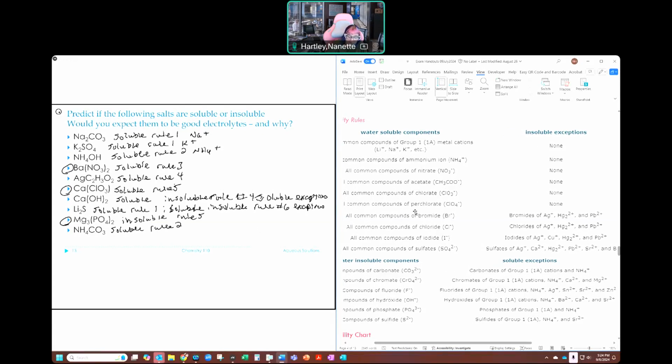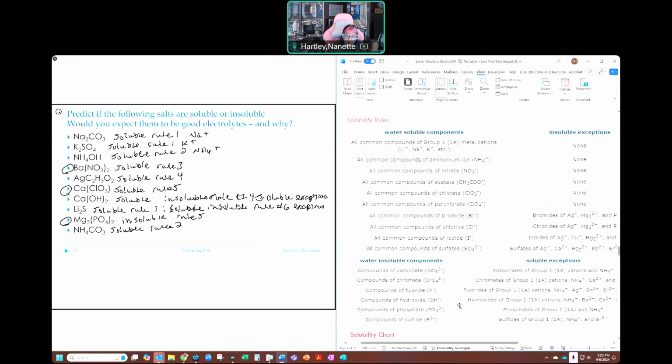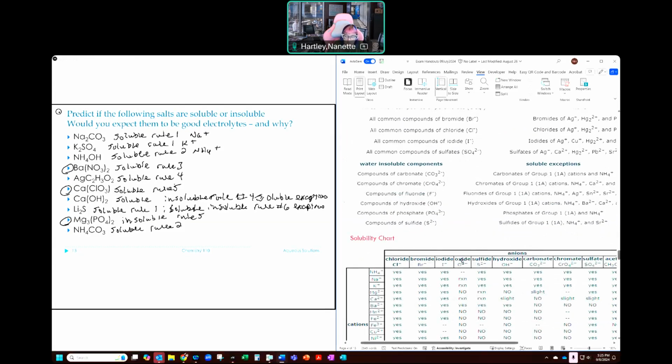Questions, comments, problems on those? All right. So that is the expectation, that you can pick these things apart and find whether they're soluble or insoluble based on these rules. If you want to use the charts, you're perfectly welcome to do so as well. You should be able to use these charts just the same way. Okay, moving on.